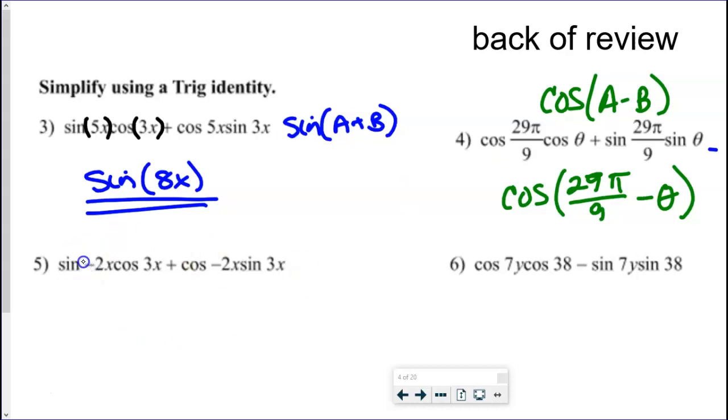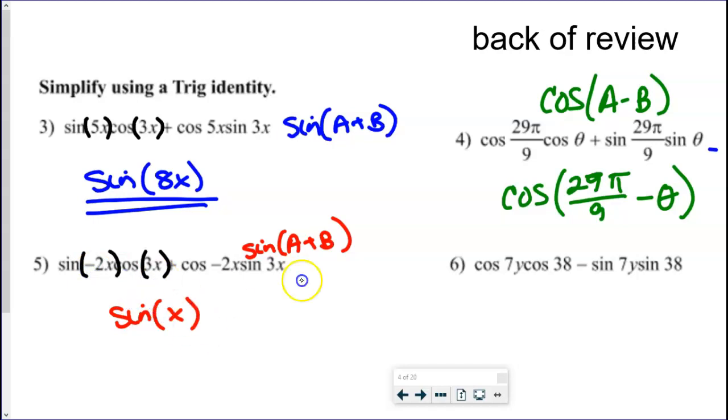Again, I don't really like the font here, so I apologize. This is the sine of negative 2x times the cosine of 3x. So when I look at my pattern, my formula, this is sine, cosine plus cosine, sine. So it's the same one as up here. This is the sine of a plus b. So if I add my a and b together, I got negative 2x plus 3x. So that would be a sine of 1x.